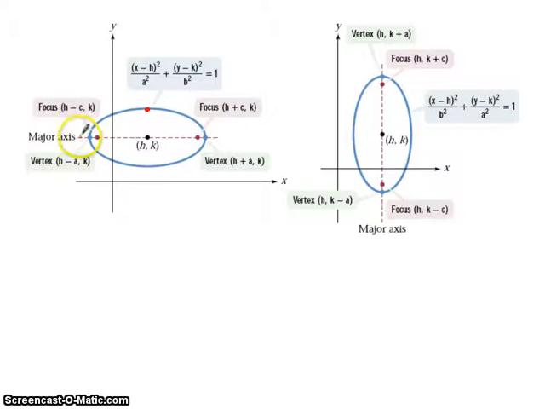If the major axis is parallel to the x-axis, that means that the larger value, the a squared, will be underneath the x squared. If the major axis is parallel to the y-axis, that will mean that the a squared, the larger value, is underneath the y squared expression.